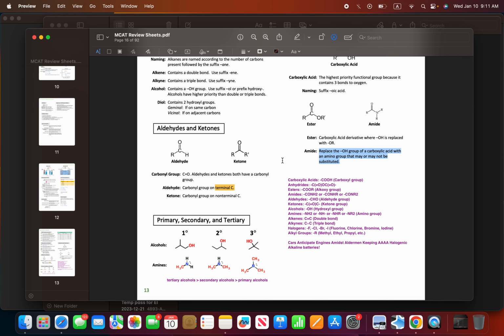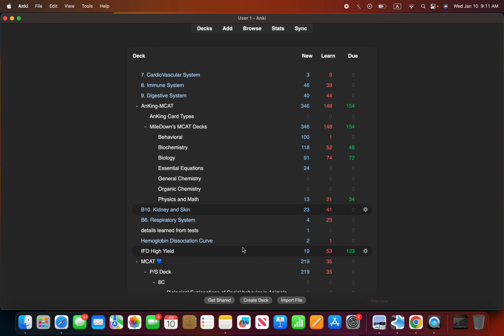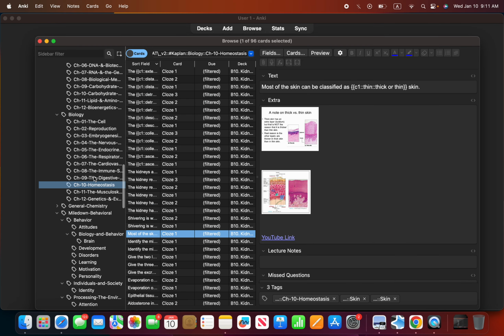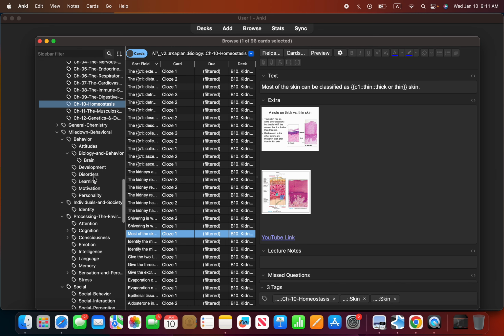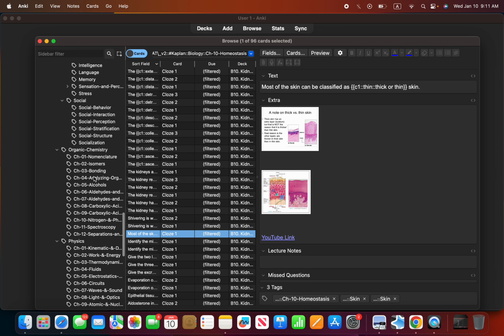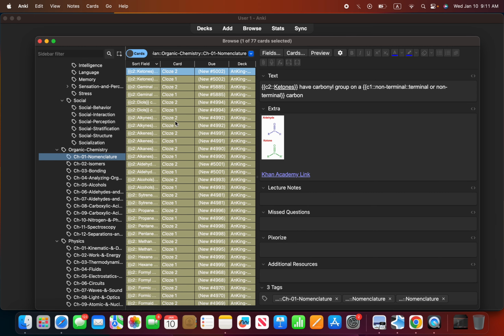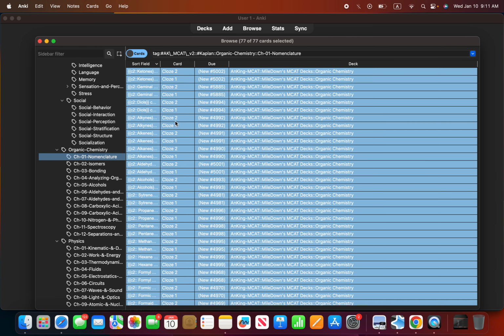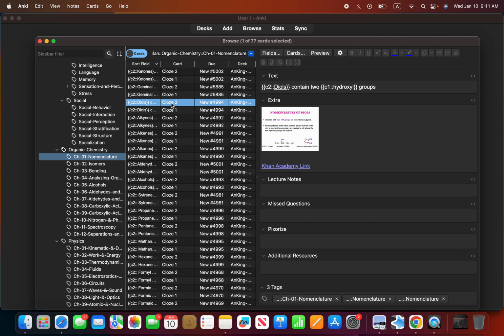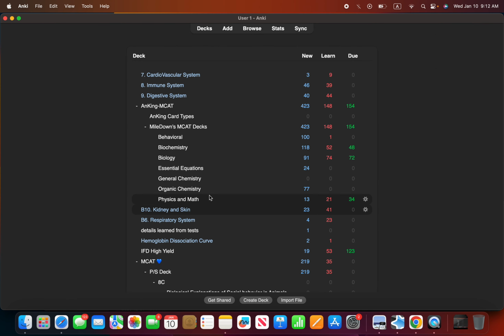Let's go over the Anki here. We have this right here. Let's go to the organic chemistry here. We don't have much time, so we need to get over with this quickly.